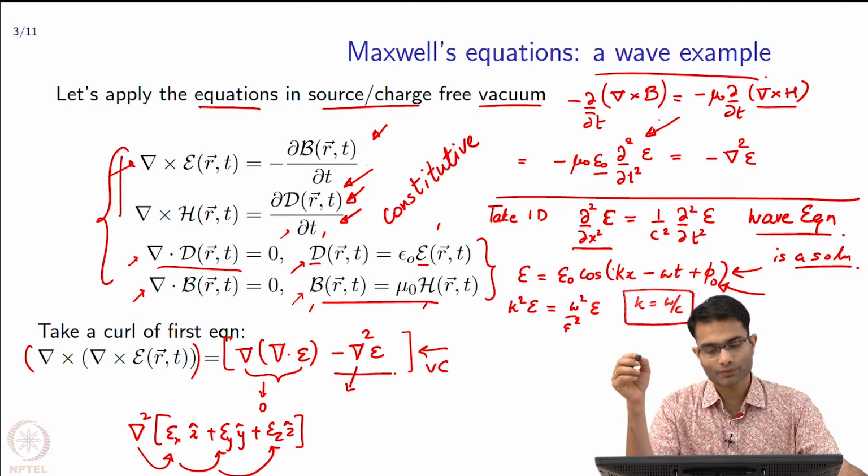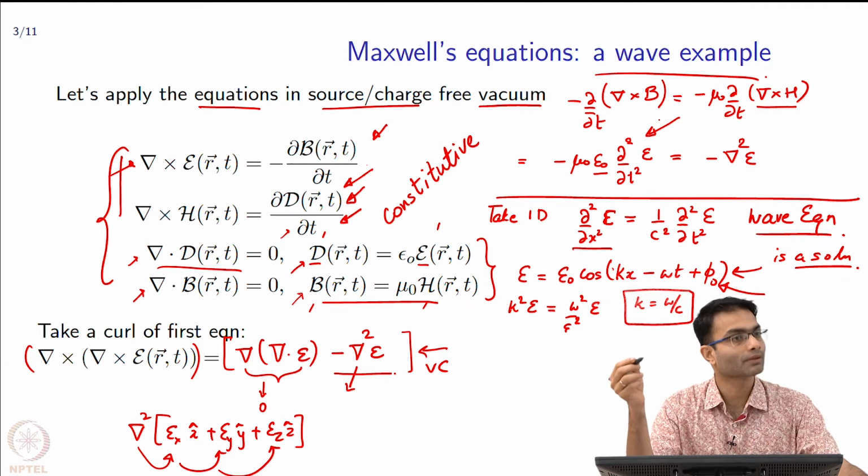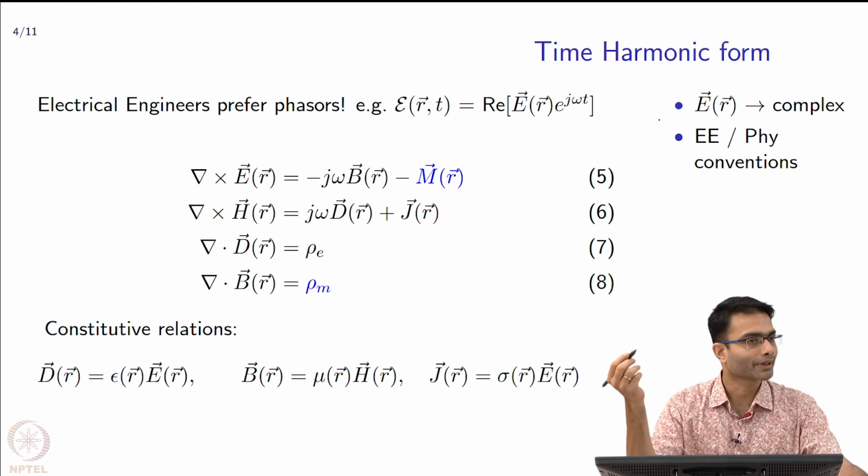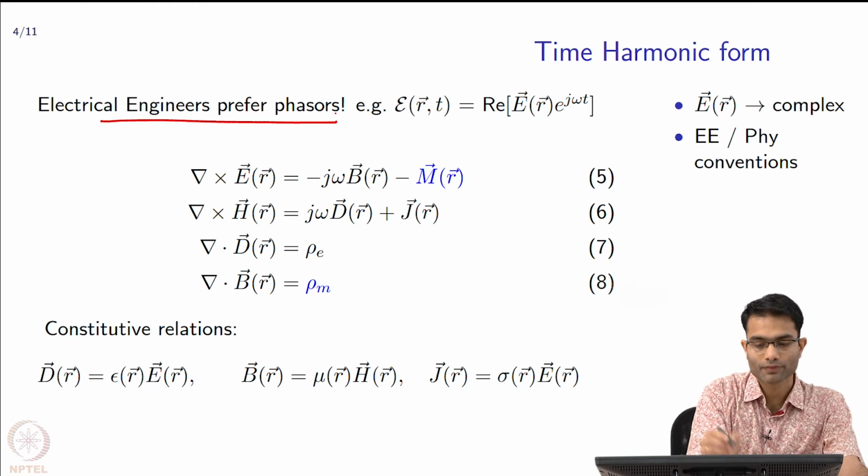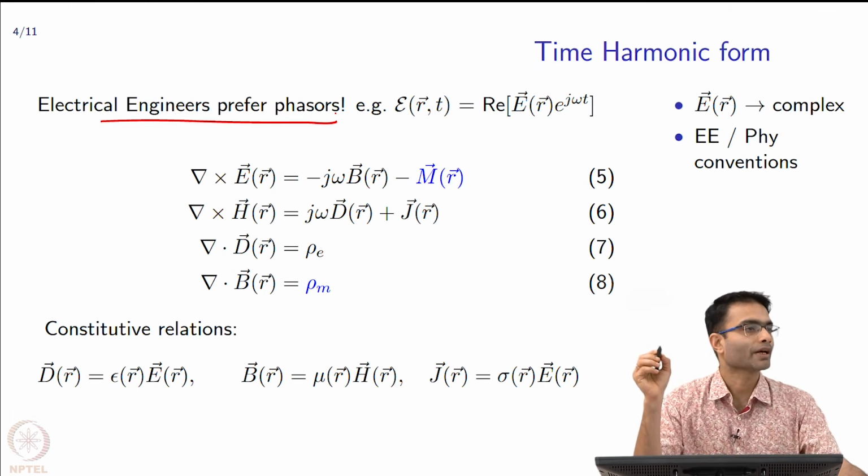So this is all fine, this is how Maxwell and company had written it in terms of real valued physical quantities. Now, as it turns out, we are all electrical engineers and we like phasors. And why do we like phasors?